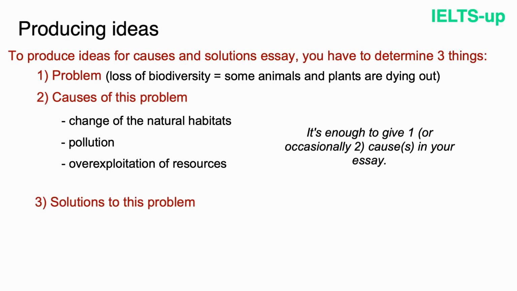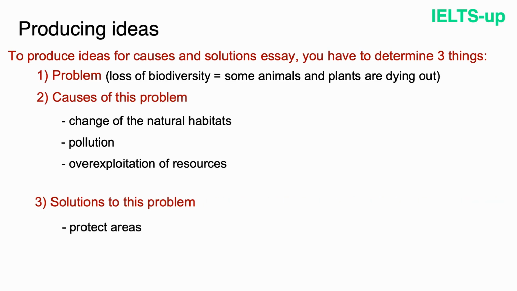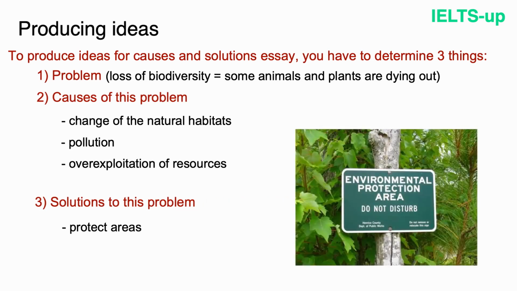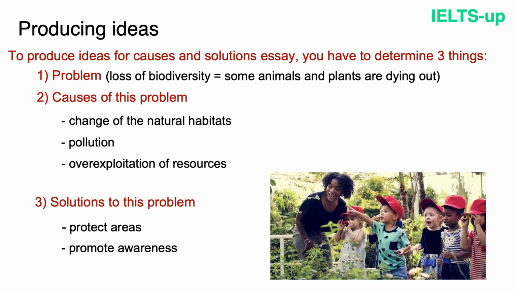But we don't start writing yet. Now let's think about possible solutions. How can we stop animals and plants from disappearing? Well, first solution is to protect areas. Protecting areas where wild animals live is an excellent way to save the environment and prevent species from dying out. And solution 2 is to promote awareness. So, by informing the general population about the disadvantages of loss of biodiversity, we can encourage people to be more conscious of the environment.